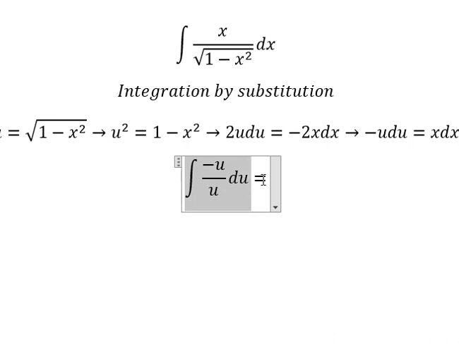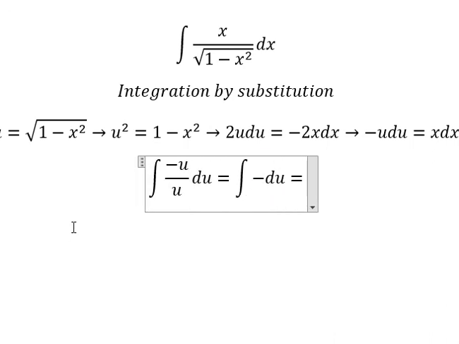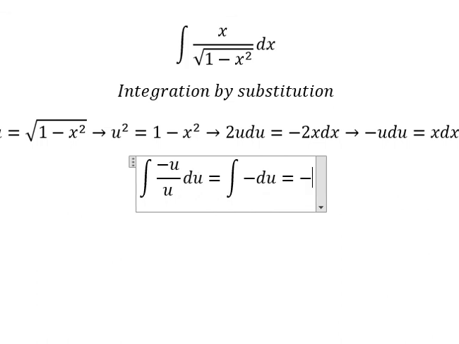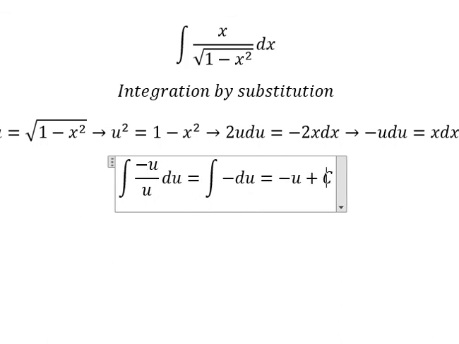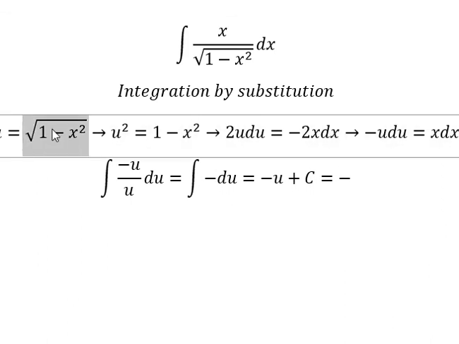So this one we have negative 1. The integration of this one gives us negative u, and I will put plus c. As for u, that is this one.